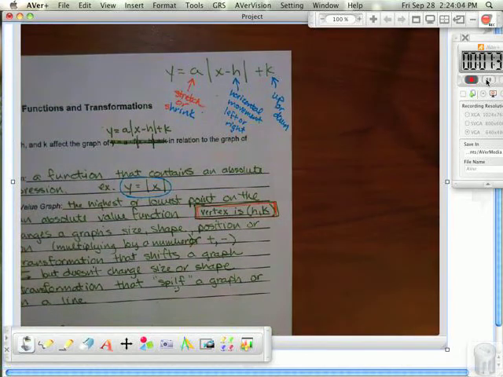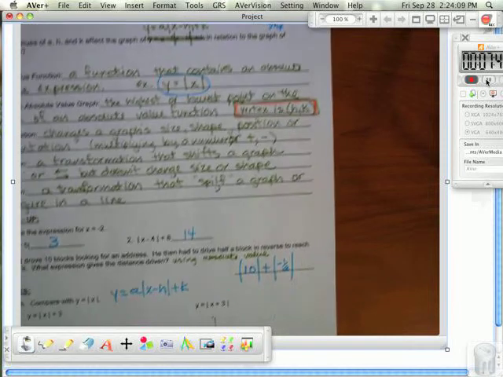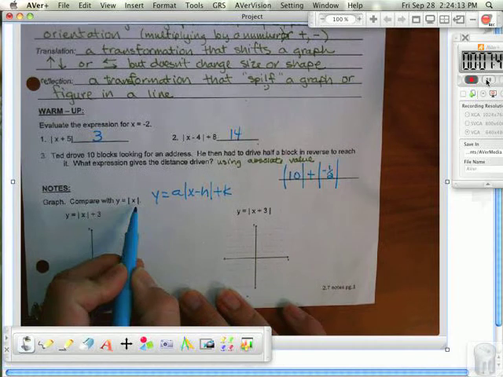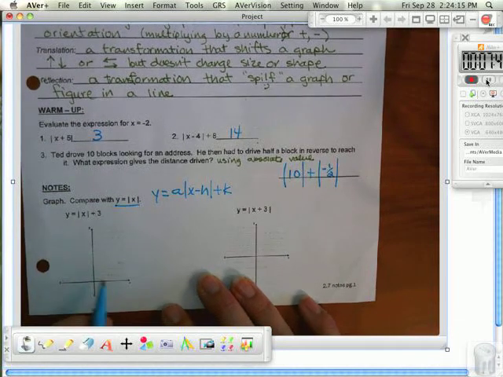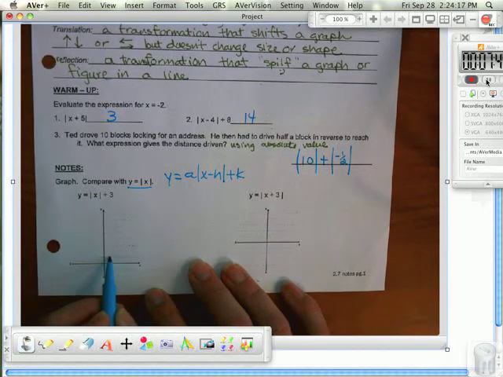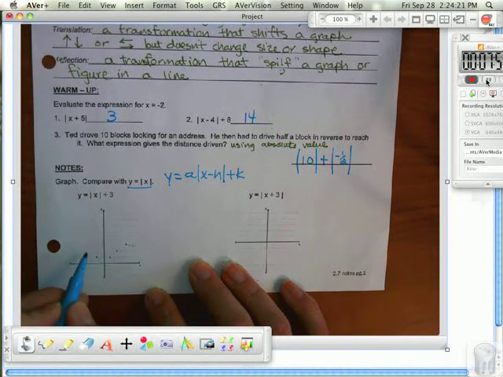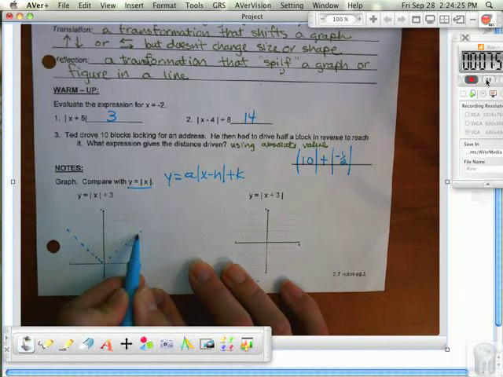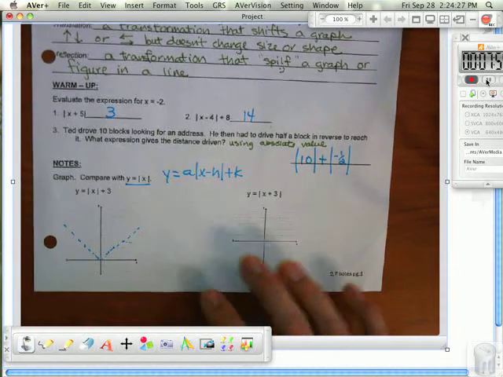Just don't write. Okay. So let's go back down here. So you always want to compare it to the parent function. So we're going to do some little dashes here: 1, 2, 3, negative 1, negative 2, negative 3. This is my parent function, y equals the absolute value of x.